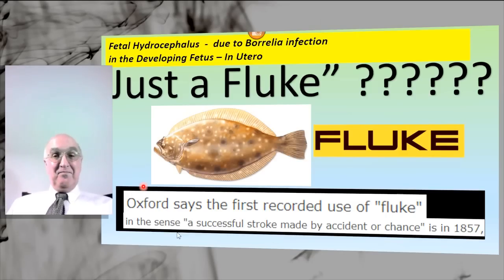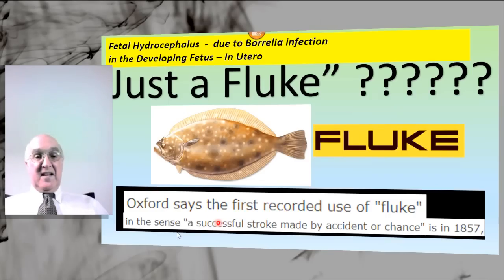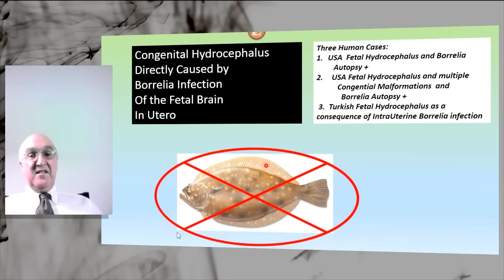Just a fluke? Well, what is a fluke? A fluke, according to the Oxford Dictionary, is, in a sense, a successful stroke, maybe a golf swing, made by accident or chance. First coined word in the year 1857. So we talk about things being flukes. It means that there's not much there to support it. Well, 3 cases overturn the idea that we're dealing with a fluke. We're not dealing with a fluke. We're dealing with 3 human cases. This is reality. And in one of the cases, cystic Borrelia and spiral Borrelia formed a prominent role in harming the baby's brain.